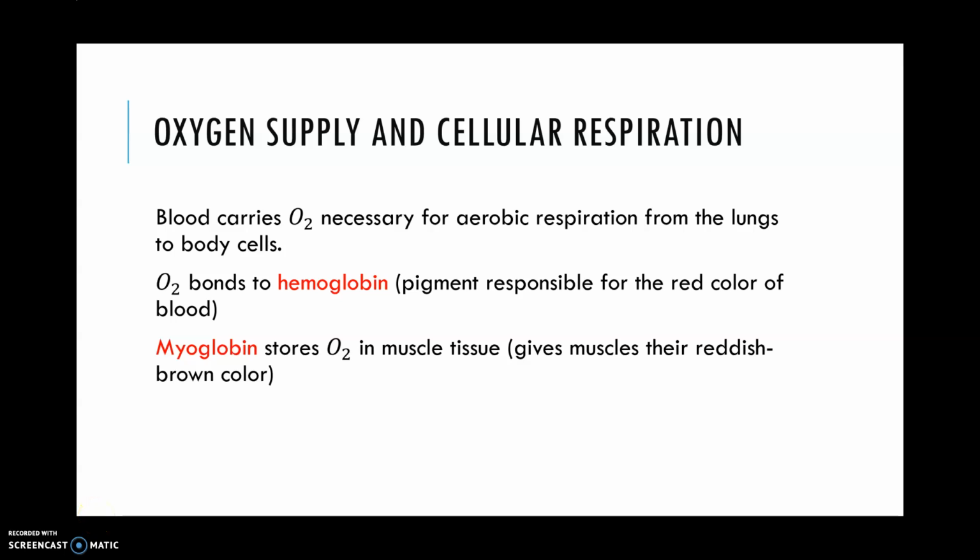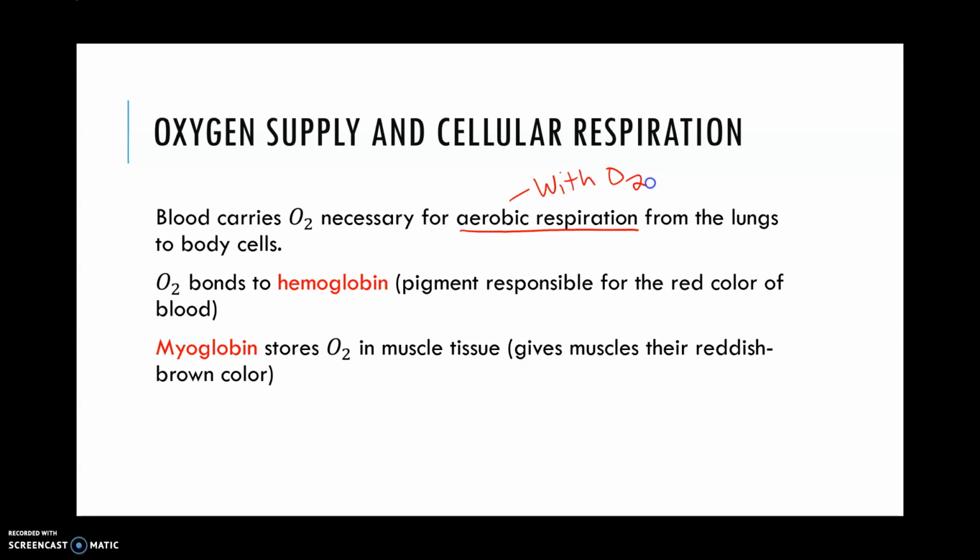Hi everyone, so we're going to continue with our discussion on our muscular system here, talking about our oxygen supply and cellular respiration. So we know that our blood is going to carry all of the oxygen that we need for aerobic respiration from our lungs to our body cells. So when we see aerobic, we know that is with oxygen. Okay, so that's the kind of respiration that's going to happen with oxygen.